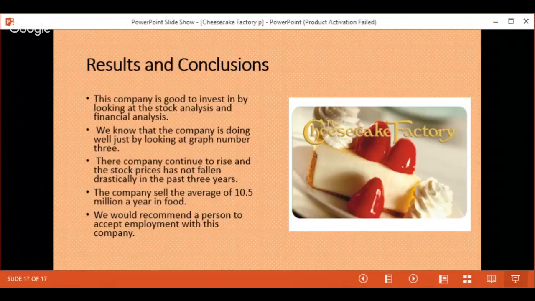This company is really good to invest in, by looking at the stock analysis and financial analysis. We know the company is doing well by just looking at the graph for the past 3 years. The company continued to rise and the stock price has not fallen drastically in the past 3 years. The company sells an average of 10.5 million in food a year. We would recommend a person to accept employment with this company.